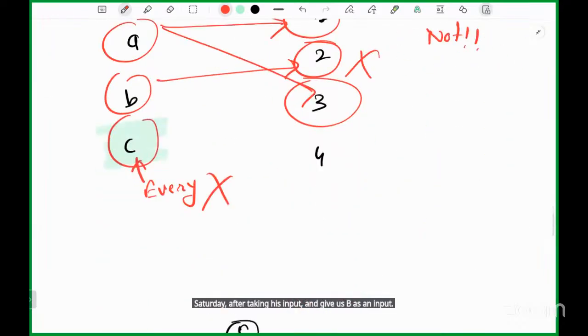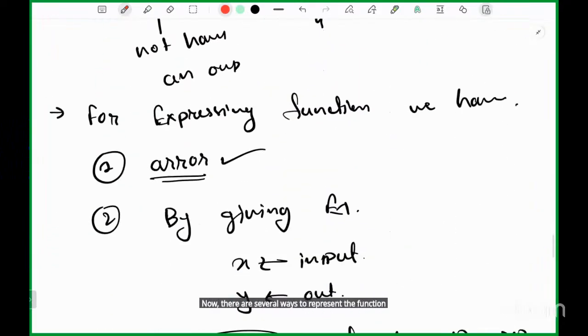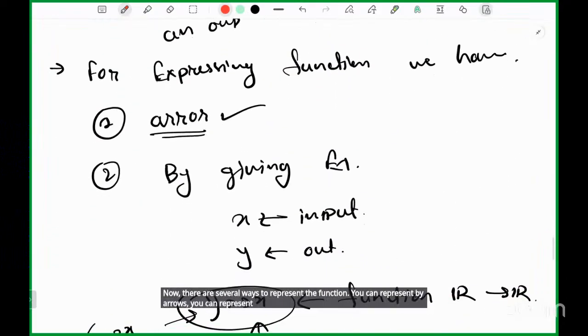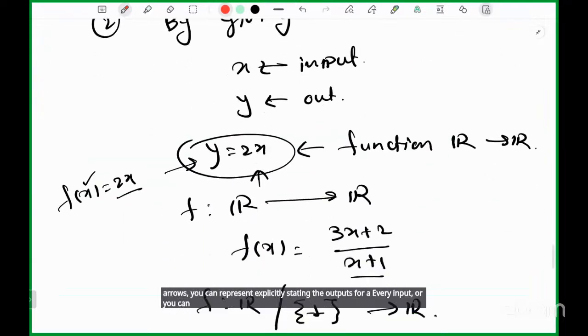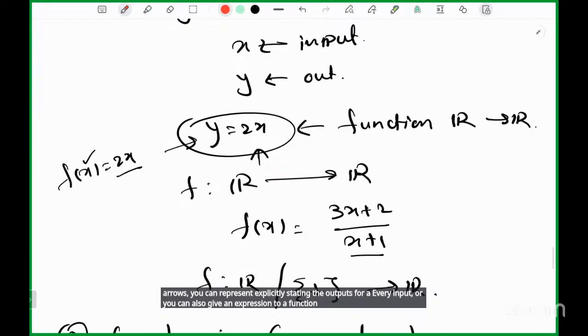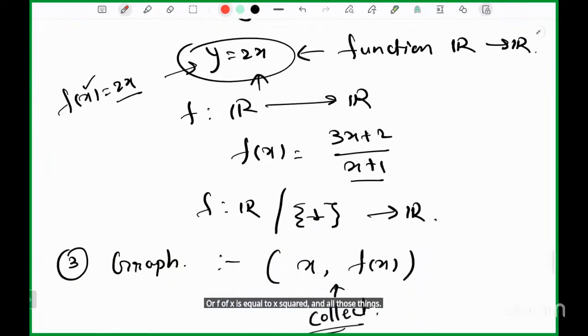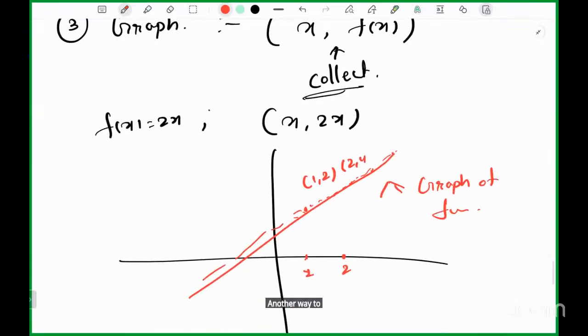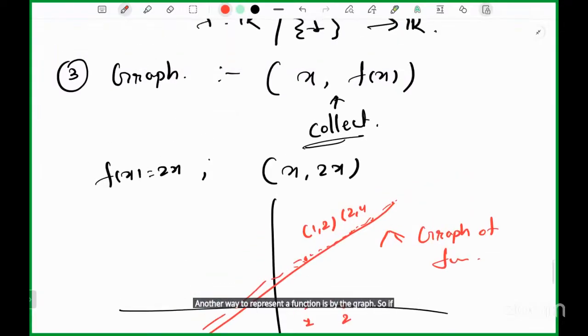Now there are several ways to represent a function. You can represent it by arrows, you can represent it by explicitly stating the outputs for every input, or you can also give an expression to a function. For example, y is equal to 2x, or f of x is equal to 2x, or f of x is equal to x square, and all those things. Another way to represent a function is by the graph. If you collect all these points, x comma f of x type of points, then whatever figure these points represent is known as the graph of a function.